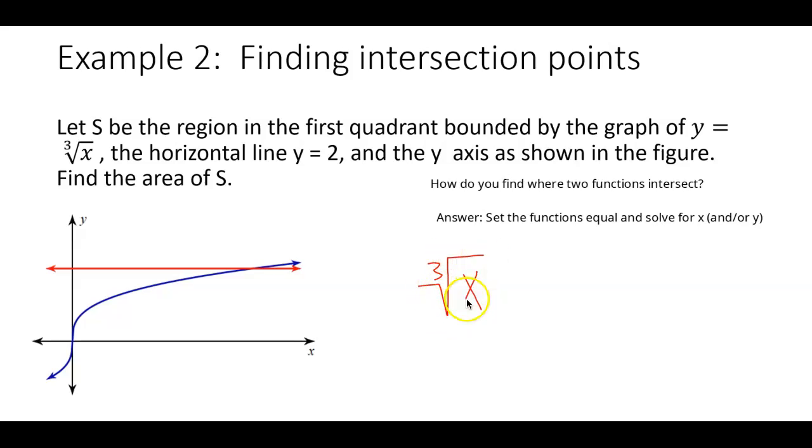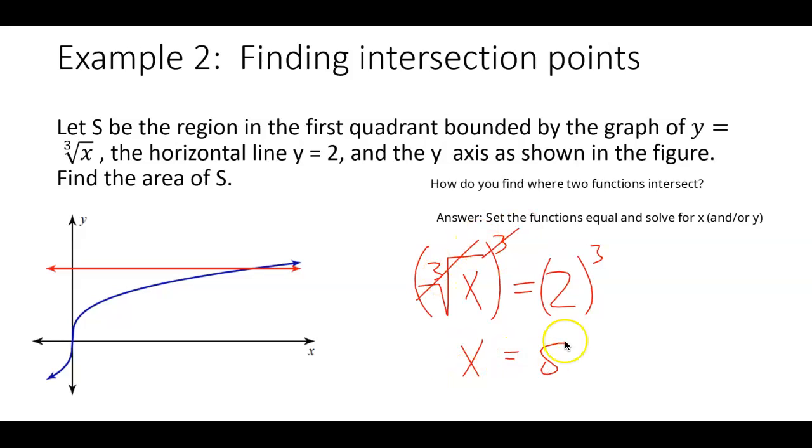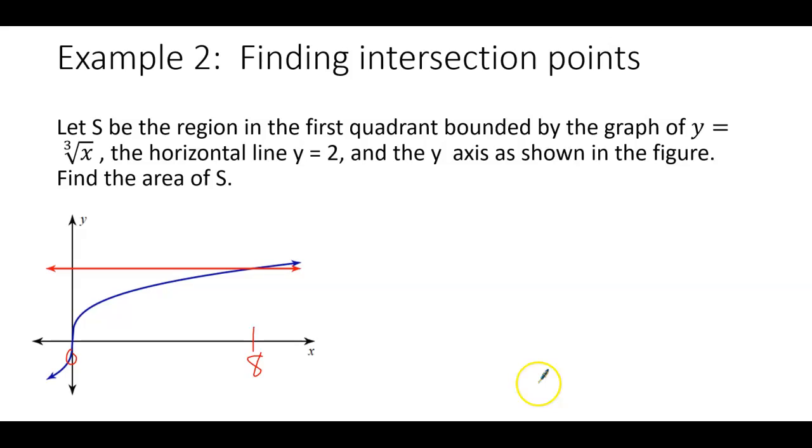The cube root of x needs to be set equal to the other function, which is y equals 2. Okay, so how do we solve this? Well, the way that you cancel out a root is by raising it to a power that matches the root. And so the cube root of x to the third power cancels those out. I'm left with x, and so x equals 8. And so it's crossing here at x equals 8.